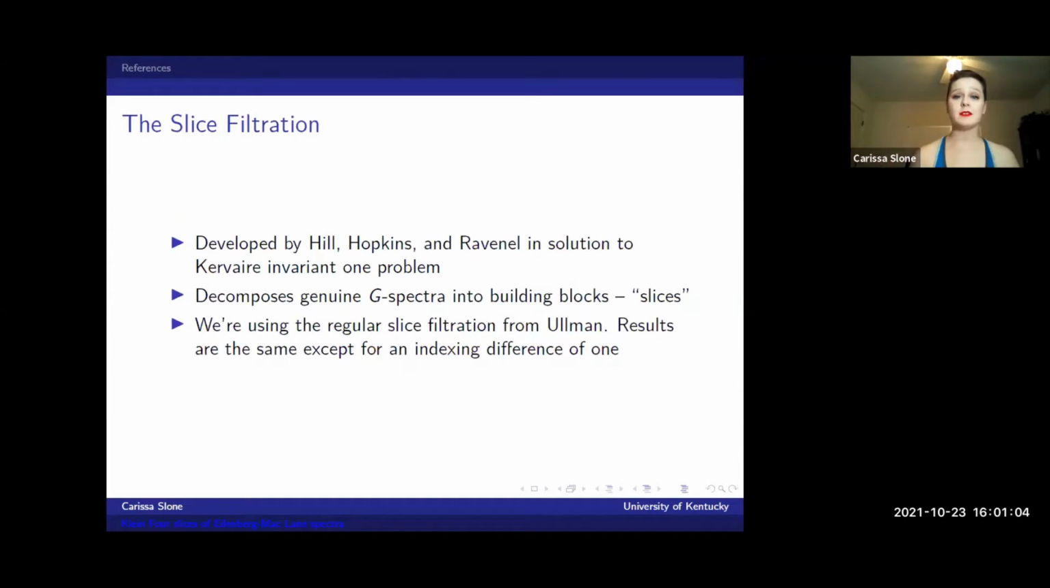My primary focus is on the slice filtration. It was developed by Hill, Hopkins, and Ravenel in their solution to the Kervaire invariant one problem. What the slice filtration does is decompose genuine G-spectra into building blocks, which we call slices. Today, we're using the regular slice filtration from Ullman, whereas Hill, Hopkins, and Ravenel use the classical slice filtration. The results are the same, except for an indexing difference of 1.